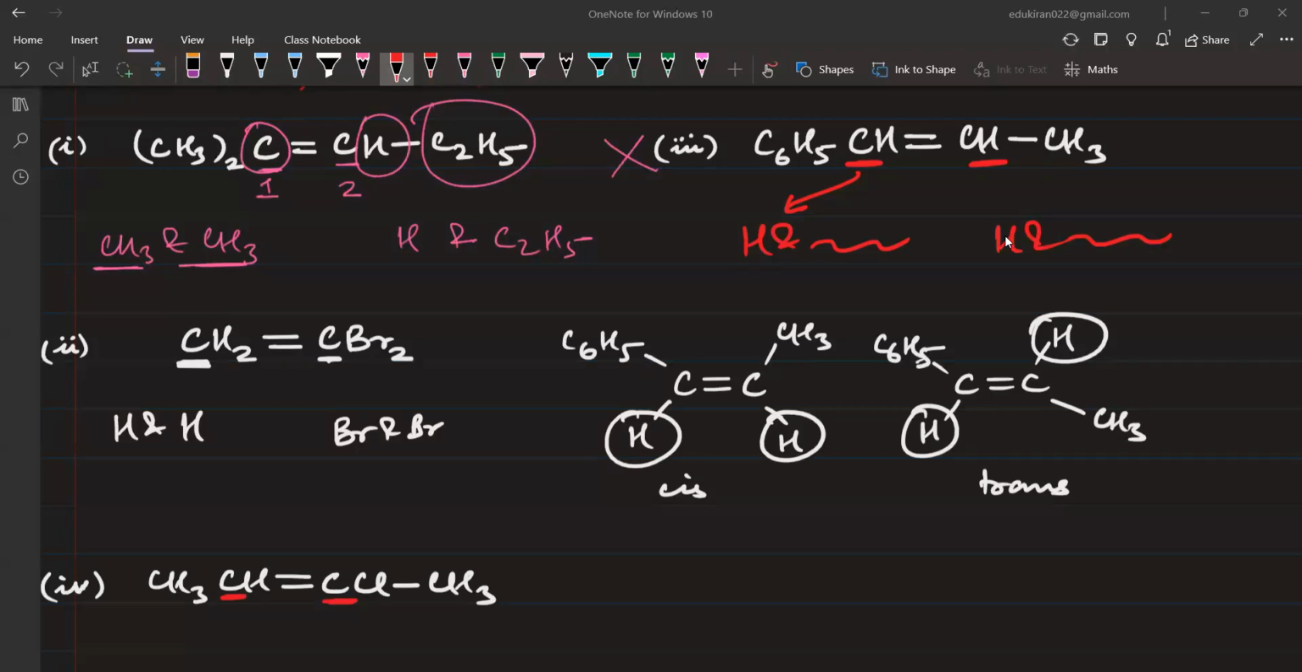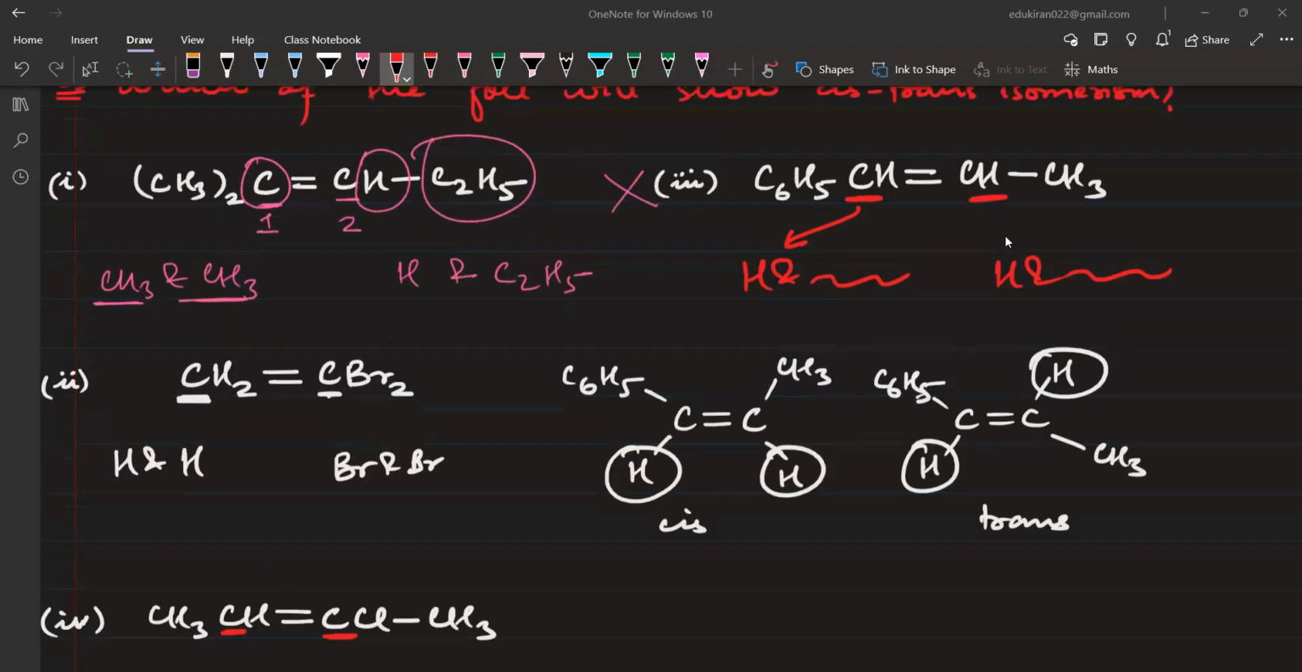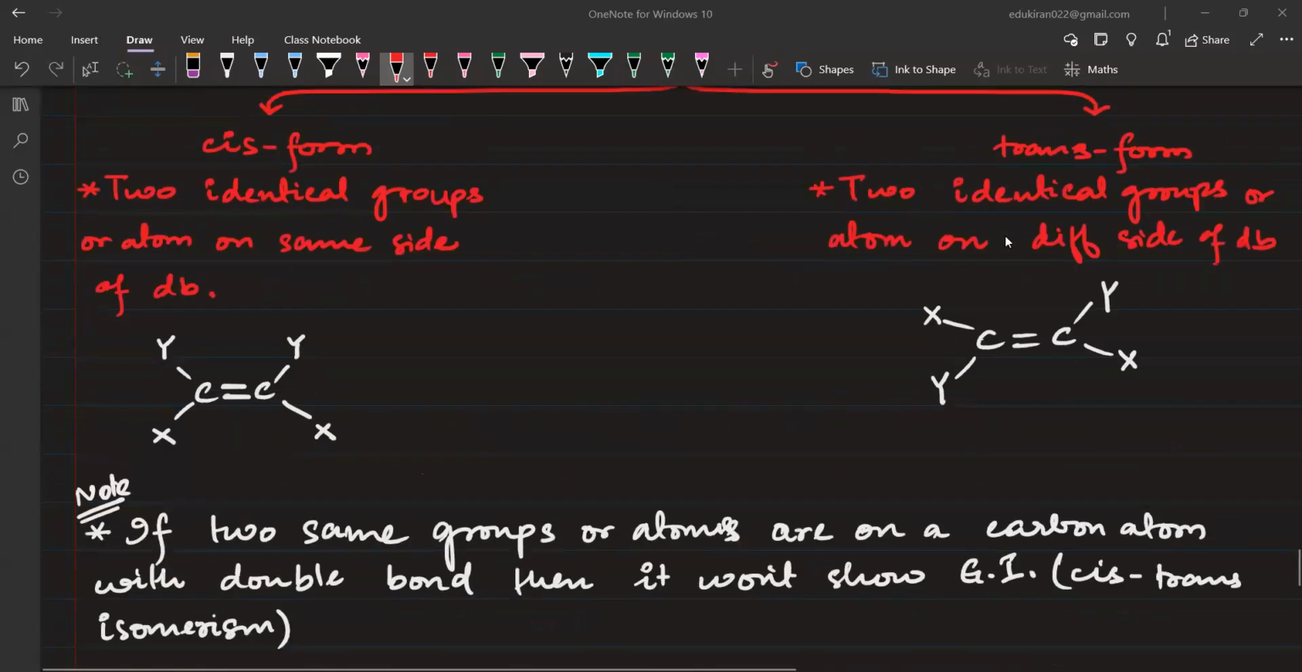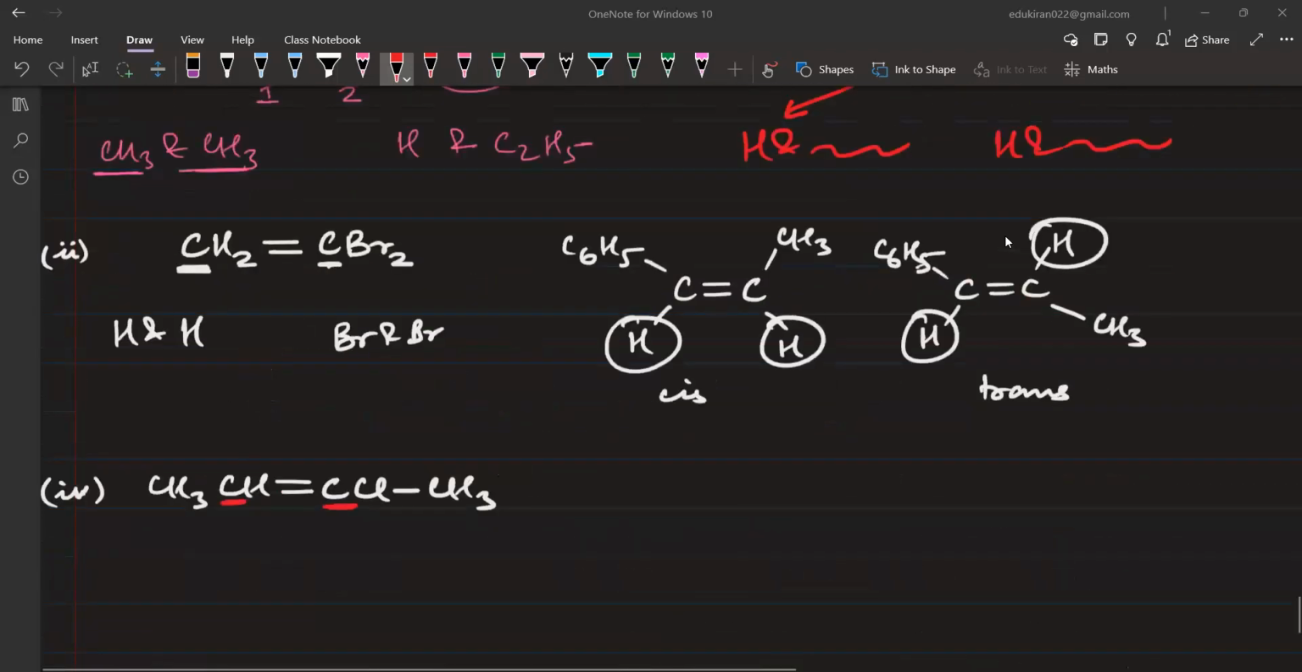In the third one, there is only one C6H5, right? हाँ, so there should be another one. Why another one? We'll just see hydrogen. No, see what it is telling, two identical groups or atom on the same side, or atom. Okay. है ना?